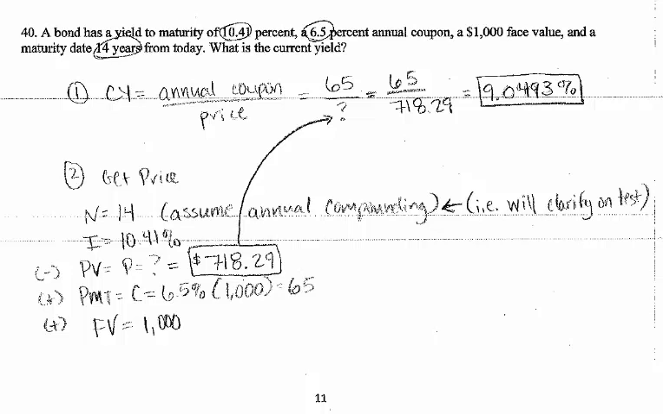Now, to get the current yield, remember that that's just the annual coupon over price. So you plug in your answer from step 2 into the denominator. You put that $65 annual coupon in the numerator. You solve, and you're going to get 9.0493%. So that's a pretty easy problem as well.